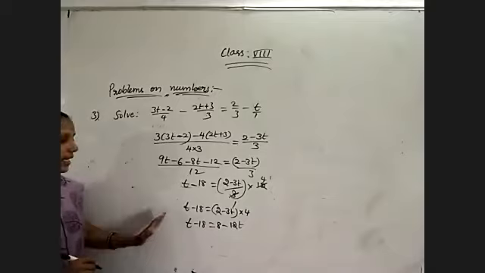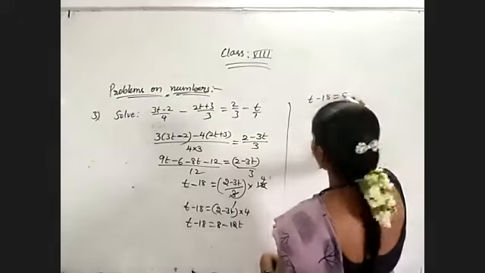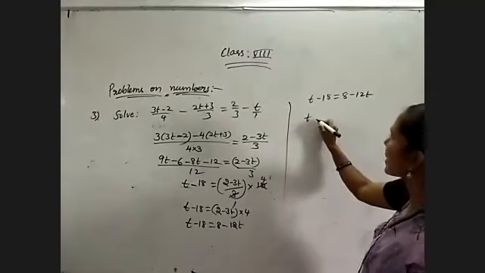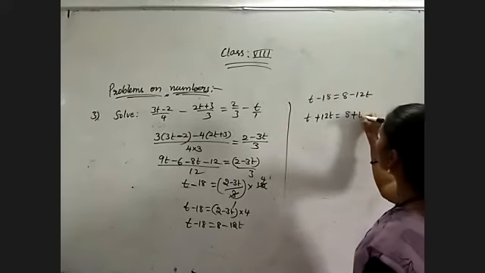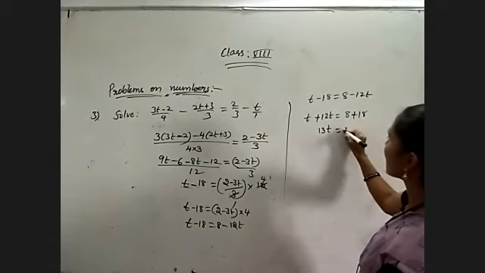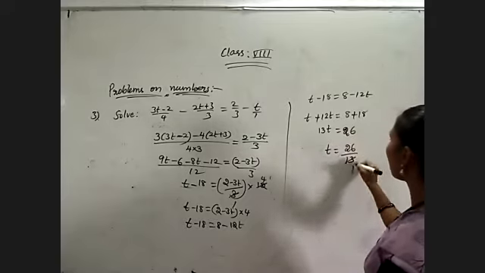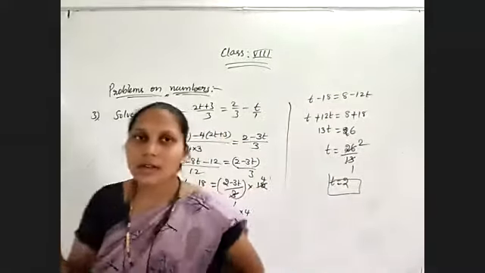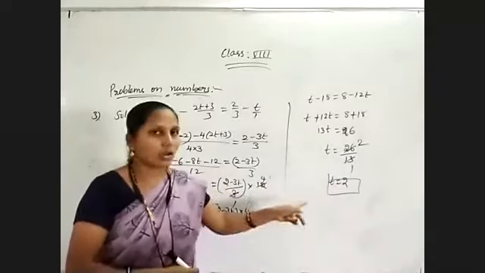Bring t terms to one side and constant terms to the other side. That is t minus 18 is equal to 8 minus 12t, so t plus 12t, bringing this side, is equal to 8 plus 18, bringing this side. So 12t plus t is 13t, and 18 plus 8 is 26. Now t will be equal to 26 by 13. 13 twos are 26. So t is equal to 2. So this type of question, we have discussed reducing the linear equations to a simpler form, and then solving the linear equations. Okay.